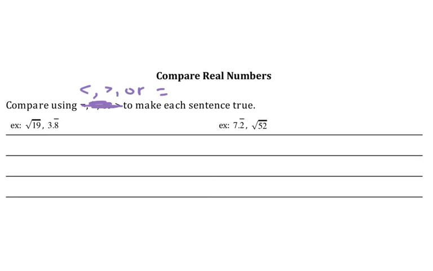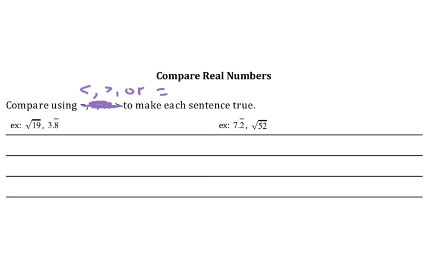So those are just a couple of examples of these, and those are the more difficult ones. Some of them are going to be straightforward. Okay, so compare real numbers. Compare using less than, greater than, or equal, so that's OR right here. So less than, greater than, or equal, to make each sentence true.